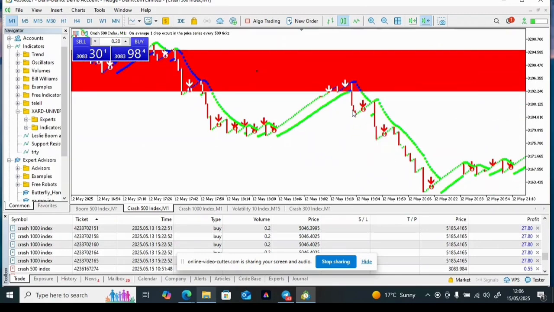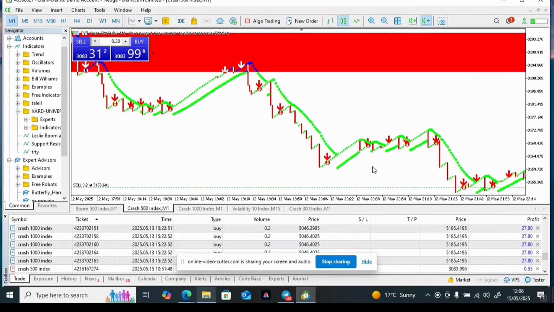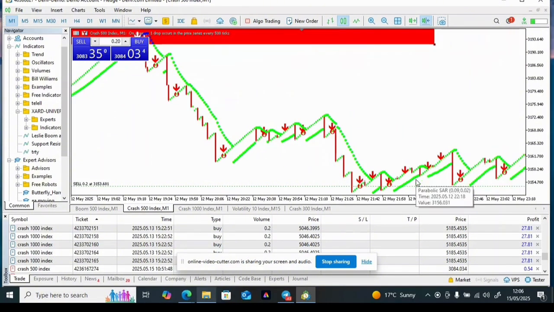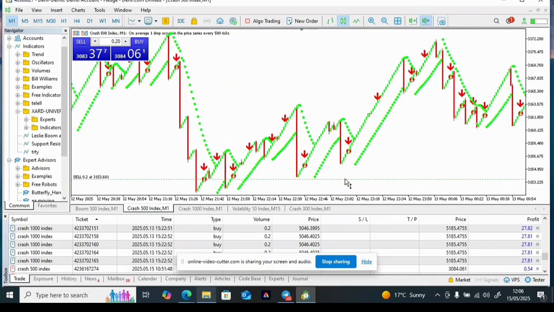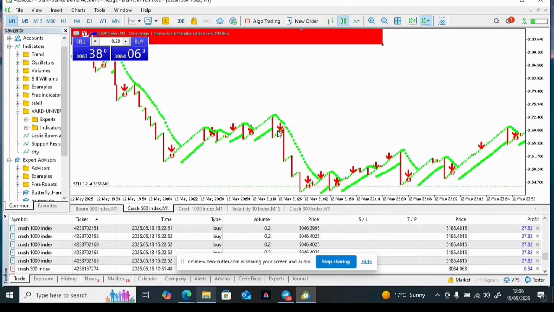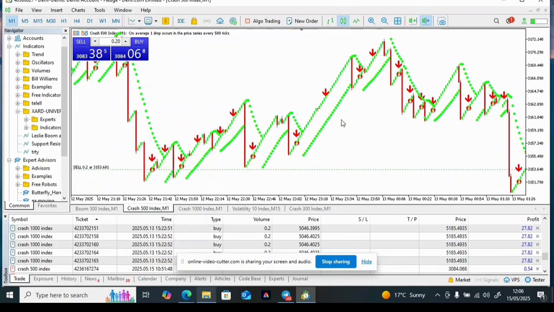All right, these are your sales, all your profits, and this is your loss. These are your profits, and this was a small loss. And then the market here is trying to retrace back.